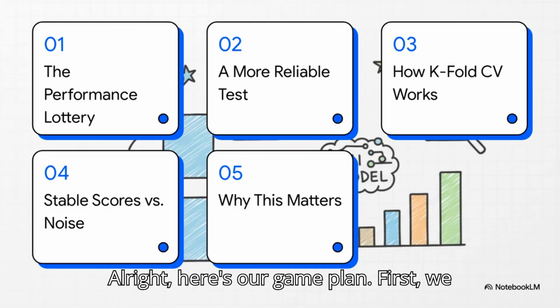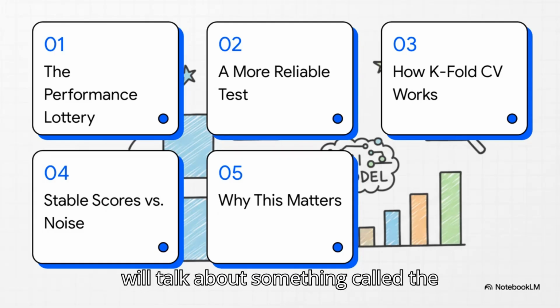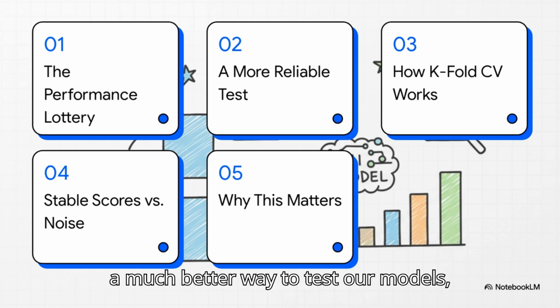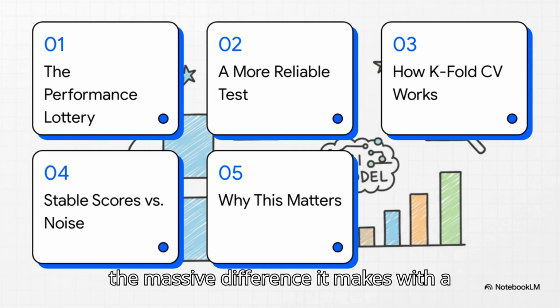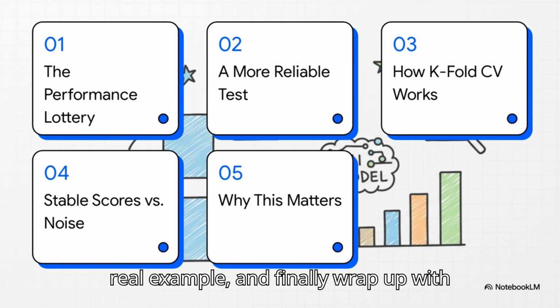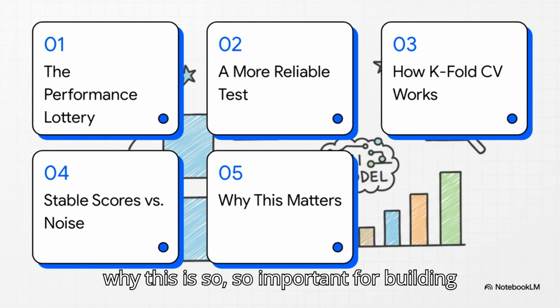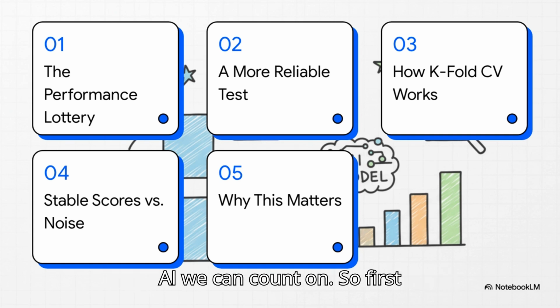All right, here's our game plan. First, we'll talk about something called the performance lottery. Then, we'll introduce a much better way to test our models. We'll break down exactly how it works, see the massive difference it makes with a real example, and finally, wrap up with why this is so important for building AI we can count on.